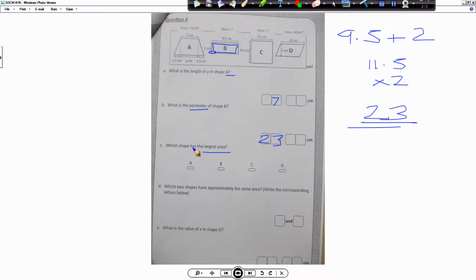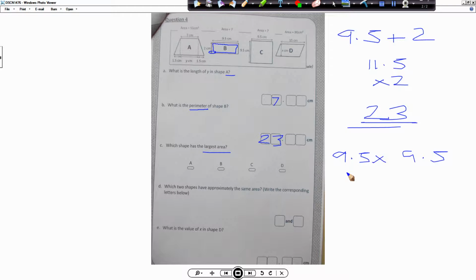Which shape has the largest area? The largest area is the shape which is C. Why was it C? Because 9.5 times by 9.5 is the biggest calculation that you have there. Okay, that one's already 90. This one's much less, just under 20. This one here, that's 7. That's 51. That's 90. Is 9.5 times by 9.5 bigger than 90? Because 9 times by 9 itself is 81. But 9.5 times by 9.5.